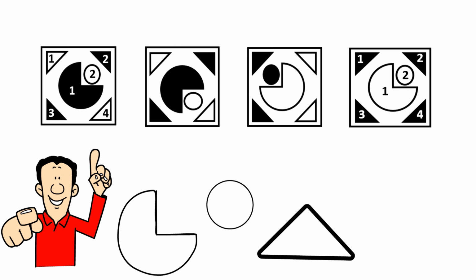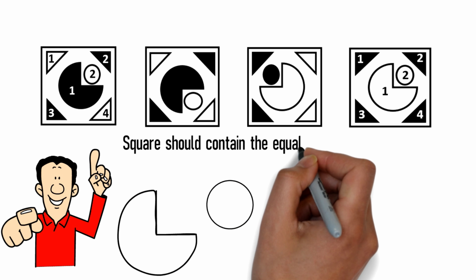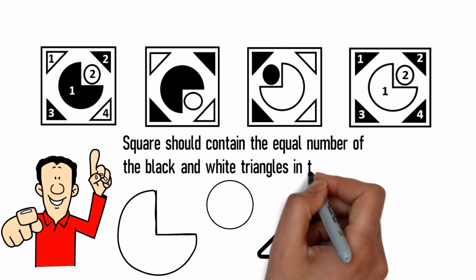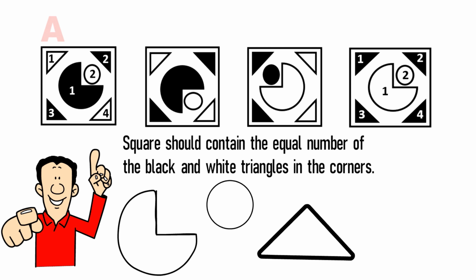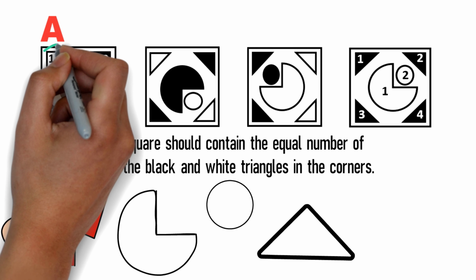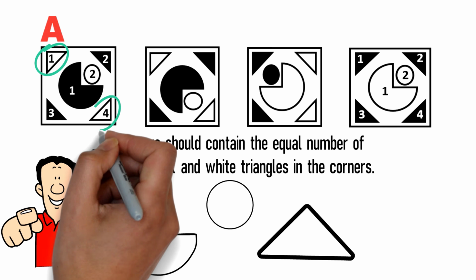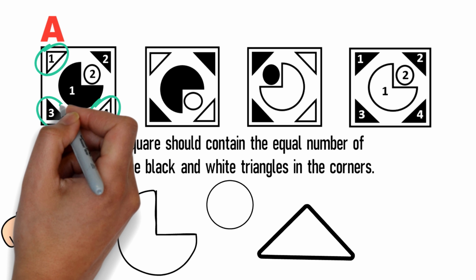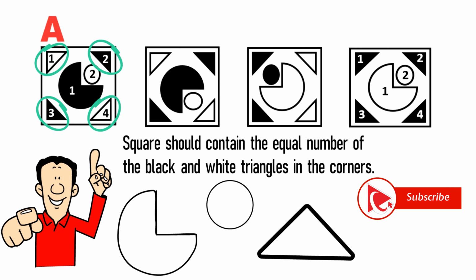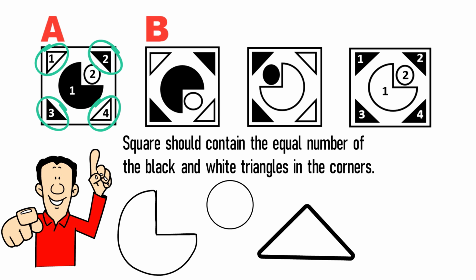In this particular case, the pattern is that the square should contain an equal number of black and white triangles in the corners. Triangles in the square A are positioned diagonally across each other. White triangles are located in the upper left corner and in the bottom right corner, and black triangles are located in the bottom left corner and in the upper right corner. You can see that the same pattern exists in shape B, 2 white triangles and then 2 black triangles, and in shape C, 2 black triangles on the left and 2 white triangles on the right. But if we look at choice D, you see that there are 4 black triangles in the corners.